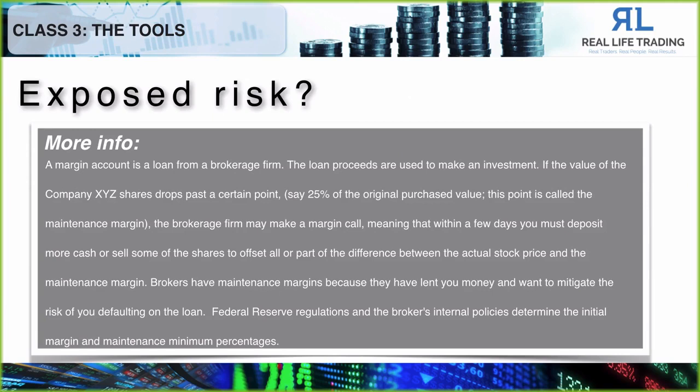So here's some more info. I'm just going to read this, in case you want to learn more. A margin account is a loan from a brokerage firm. The loan proceeds are used to make an investment. If the value of the company XYZ shares drops past a certain point, say 25% of the original purchase value, this point is called the maintenance margin. The brokerage firm may make a margin call, meaning that within a few days you must deposit more cash or sell some of the shares to offset all or part of the difference between the actual stock price and the maintenance margin. Brokers have maintenance margin because they have lent you money and they want to mitigate the risk of you defaulting on the loan.